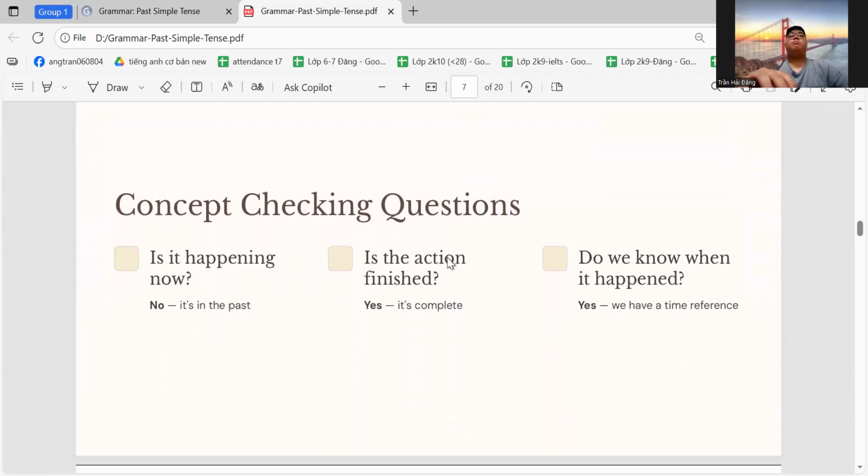Okay, so I need some concept checking questions. Is this happening now? Is this action finished? Do we know when it happened? The first answer is no, it's in the past. The second is yes, it's complete. And the last is yes, we have a time reference.